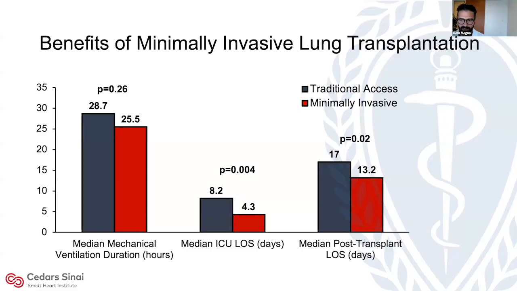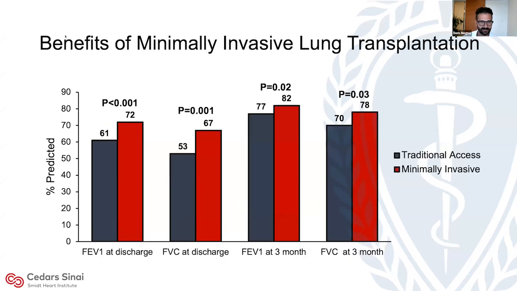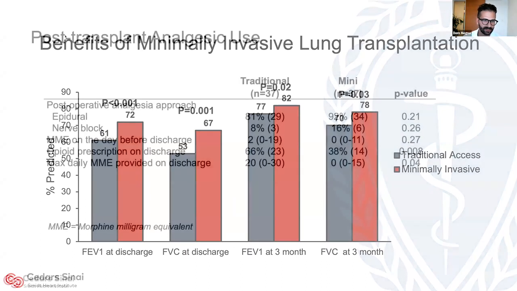And then we looked at our minimally invasive technique, our first 37 patients that we did. And what we saw was a decreased length of stay and post-transplant ICU length of stay as well. And then we looked at FEV1 and FVC at discharge. This is out to 3 months. There's improvements up to 3 months. We're currently looking at the data. We've done 100 of these now with this technique, and we'll see what 6 month and 1 year data looks like. I bet you it'll stabilize out, but there was improvement at 3 months.